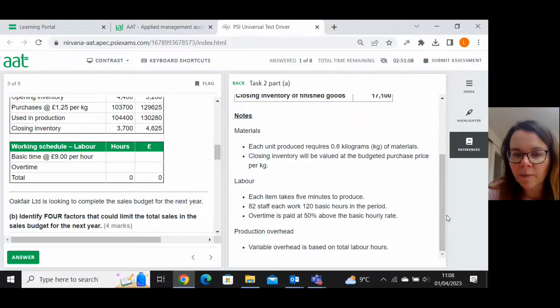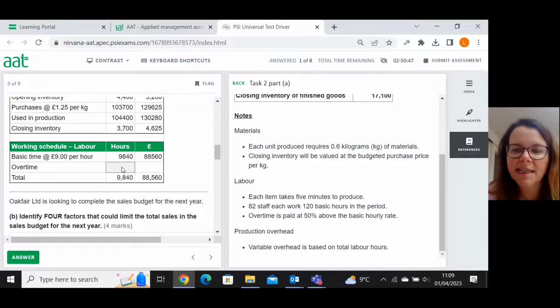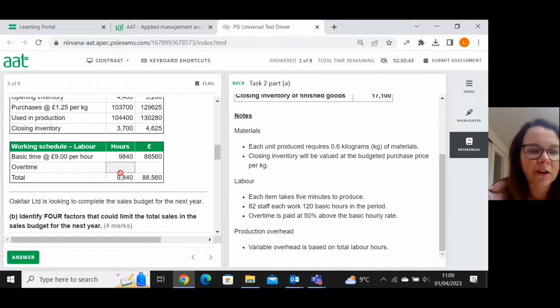How many have I got? I've got 82 working 120. So 82 times 120 is my basic hours. So 9840 times that by £9. And as I said, I've calculated that I need 14,500 hours. So therefore, I need 4660 overtime hours.